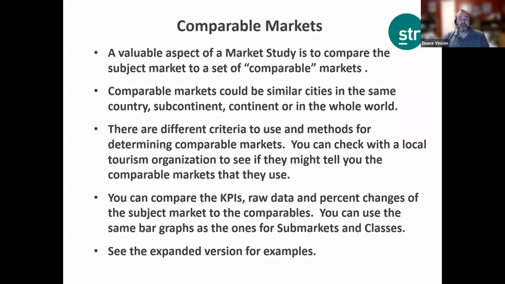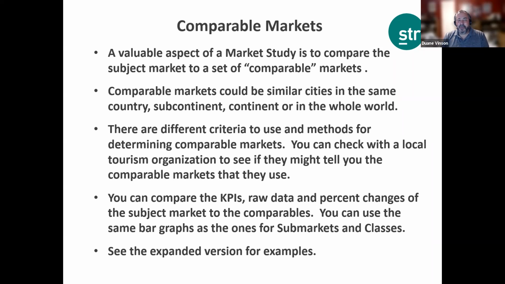I think there are a lot of good explanations for selecting comparable markets or competitive markets or peer markets, whatever you want to call them. It could be based on the number of hotels and room supply. It could be based on conventions and conference space. It could be on the mix of business versus leisure travel. It could be on a lot of these things.